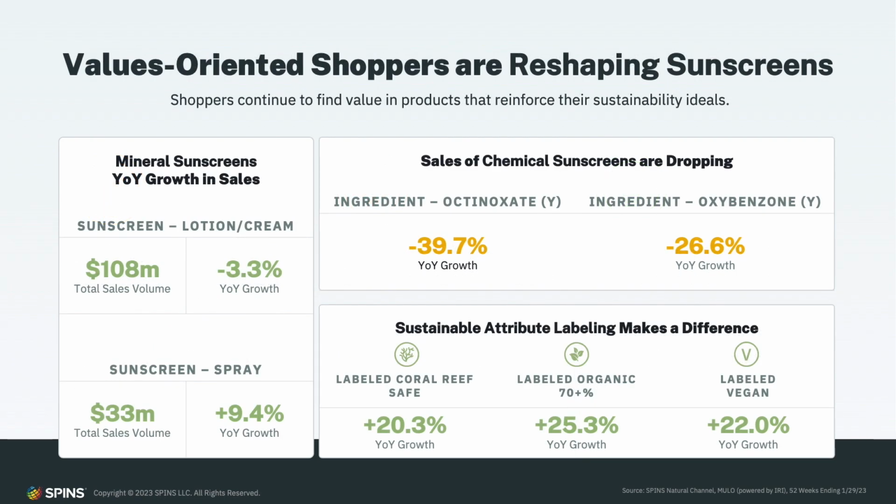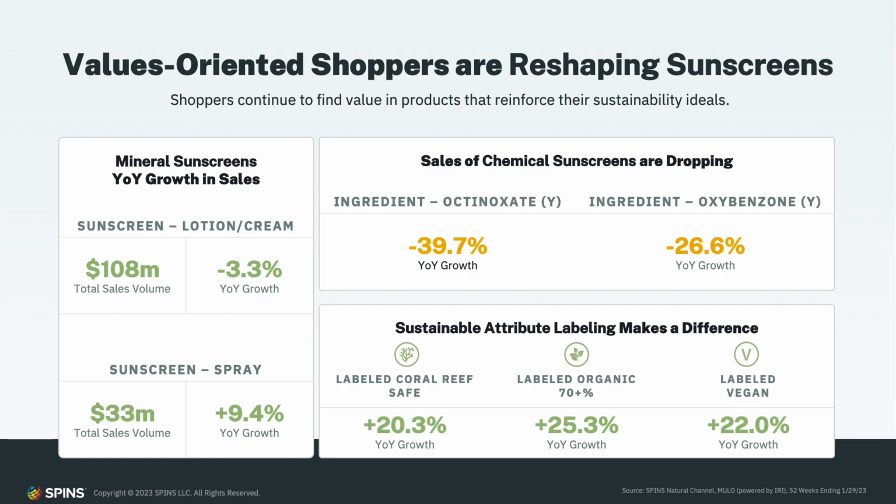When we look at the data, it's clear that shoppers are starting to move away from the worst of chemical sunscreens and that sustainable attributes are going to start to drive growth. On the left, we're taking a high-level look at the new SPINS attribute called Ingredient Mineral Sunscreen and how it's impacting the two groups of products, sunscreen lotion and cream, as well as sunscreen sprays.